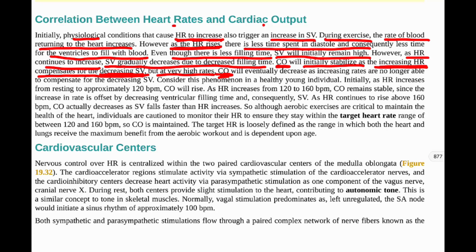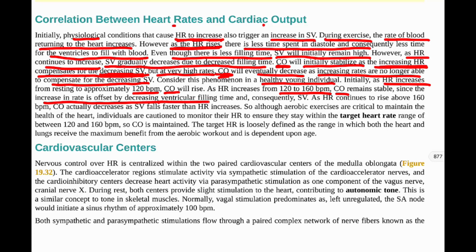So at this time, we're decreasing as increasing rates are no longer able to compensate for that decrease in stroke volume. If you think about this in a healthy individual, initially their heart rate increases to approximately 120 beats per minute. Then our cardiac output is going to rise. As the heart rate increases from 120 to 160, cardiac output remains stable because the increase in rate is offset by the decreasing ventricular filling time and consequently the stroke volume. Okay, so we have that compensation there.